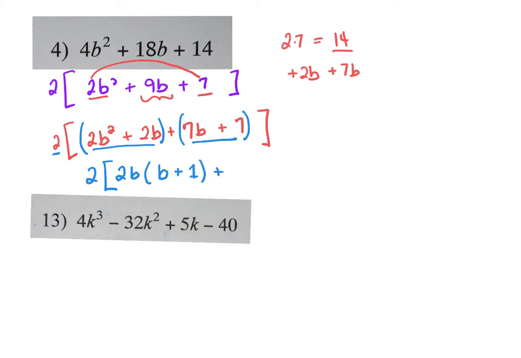In this second group, what can come out of 7b and 7? A 7 can come out of it. And I'm left with 7 divided by 7 is 1b, and 7 divided by 7 is just a 1.